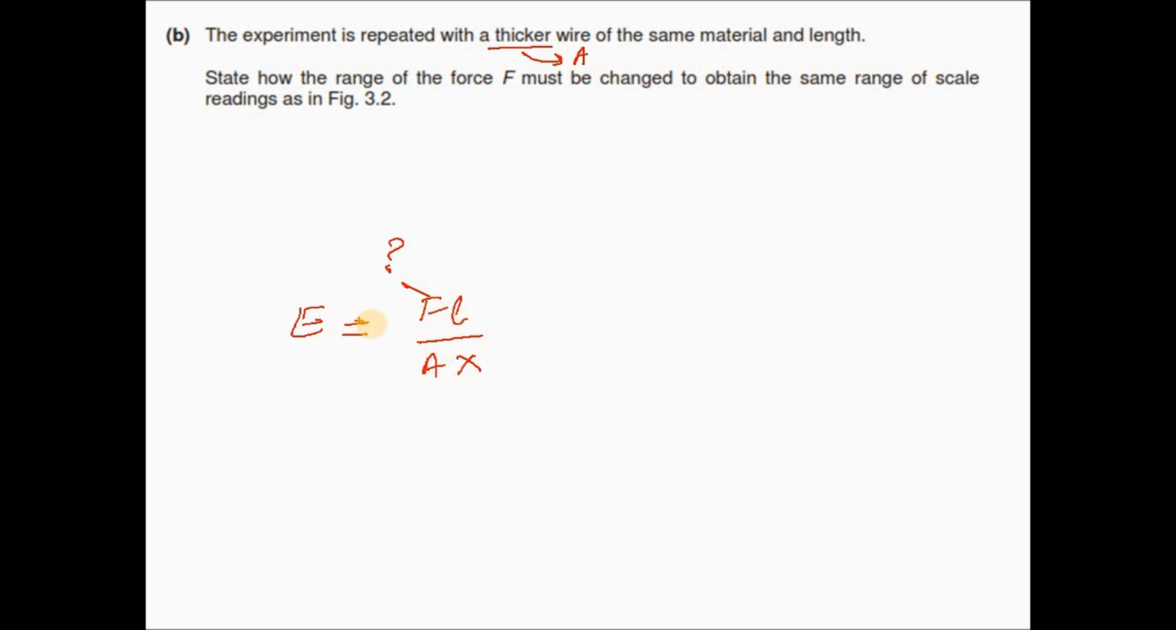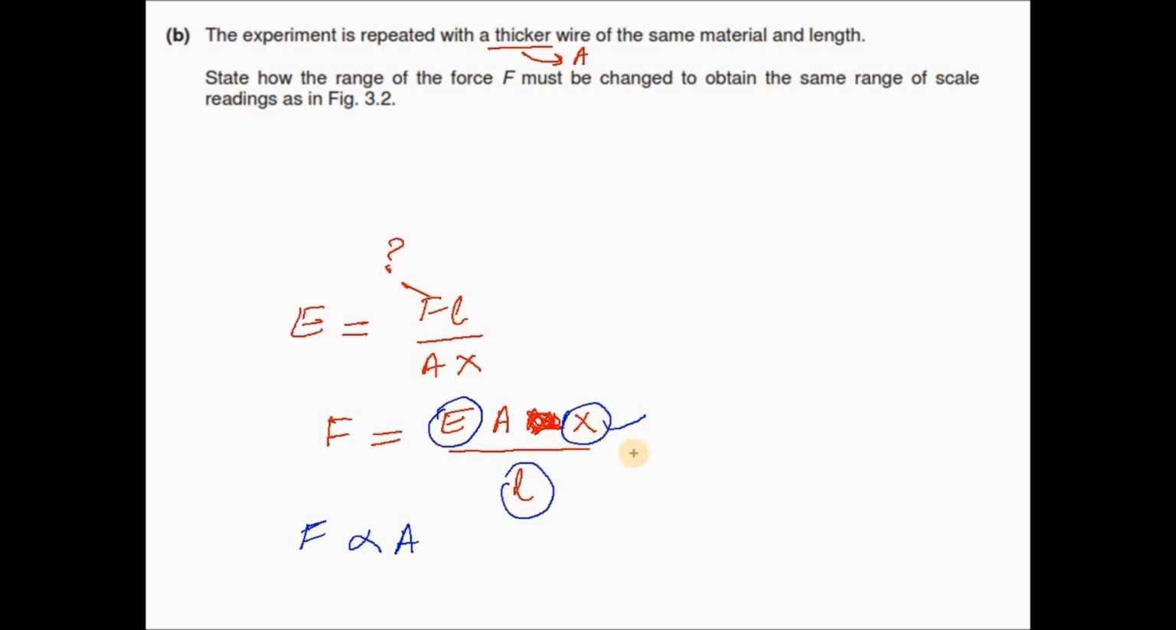If you rearrange this equation, F is equal to EAX divided by length. We need the same scale reading, meaning X is constant, and E and L also do not change. So F is proportional to the area. If you increase the area, you should increase the required force in order to get the same scale reading. That means if the wire is thicker, you need a larger force. So the force applied should be increased.